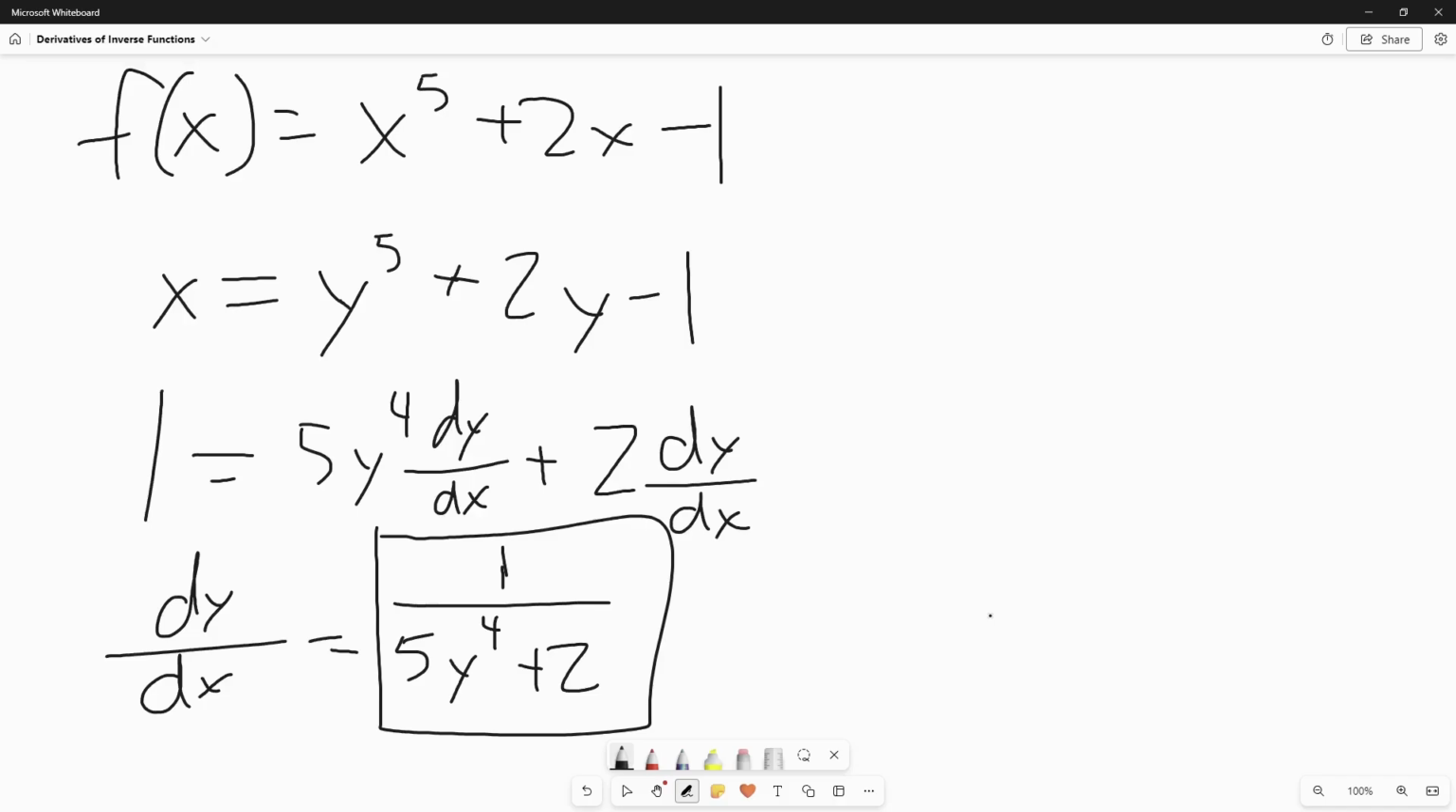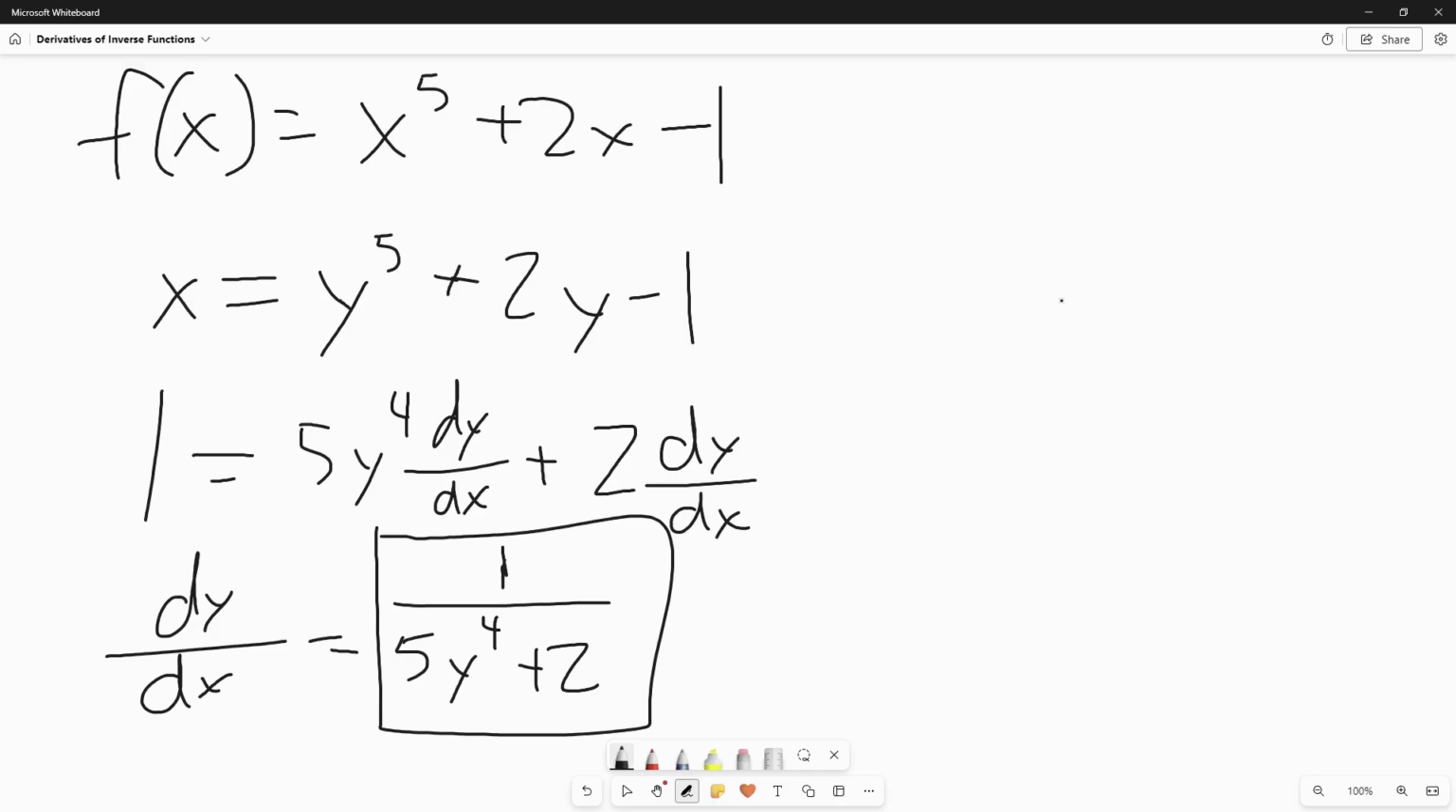And that's our answer. And whenever we have a point on this x to the power 5 plus 2x minus 1, or an x value, we would plug it into the y value of this, because in inverse functions, the x and y values are swapped, so therefore this will be the x value because it's the inverse function.